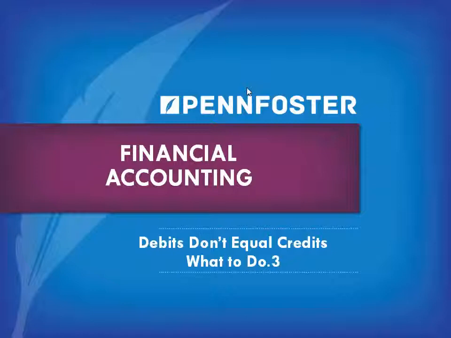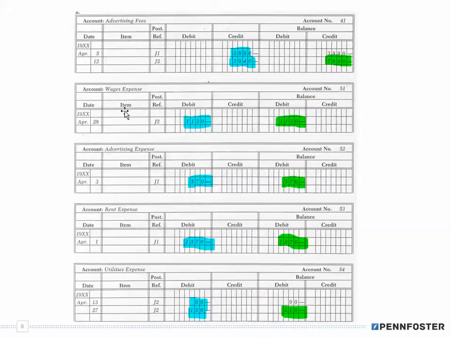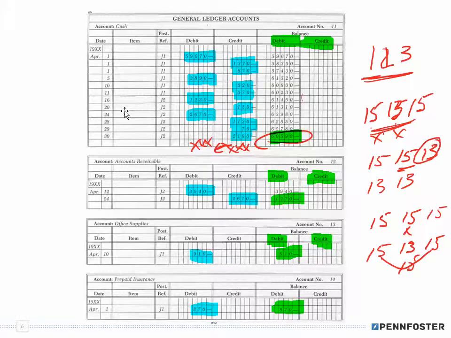Then we made a copy of our trial balance. And we used a highlighter to make sure that we posted our journal entries to our general ledger accounts correctly, and when we did, we highlighted them. Then we did the math to get the balances in the general ledger accounts, and when those balances are correct, we highlighted them. So here is my general ledger.